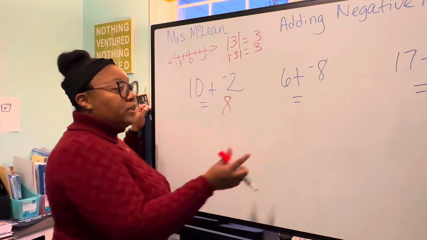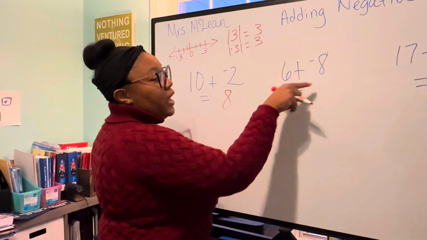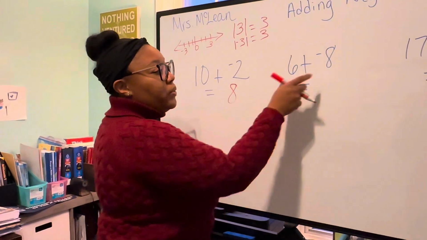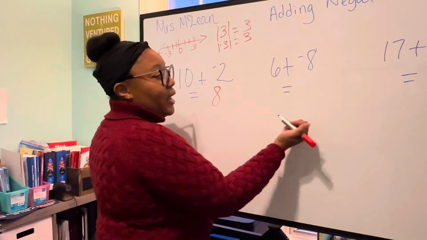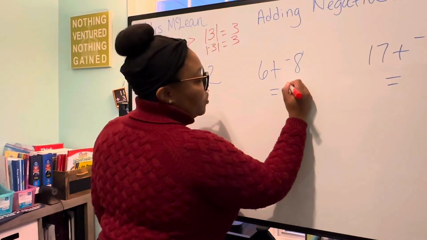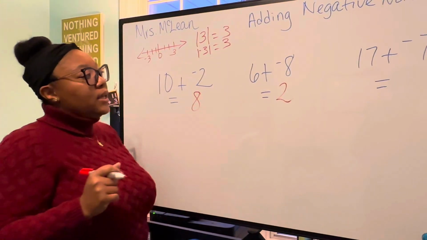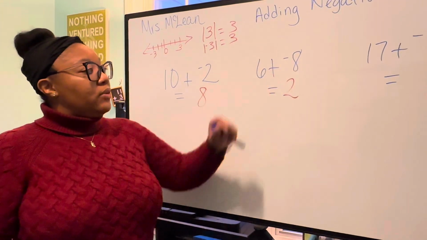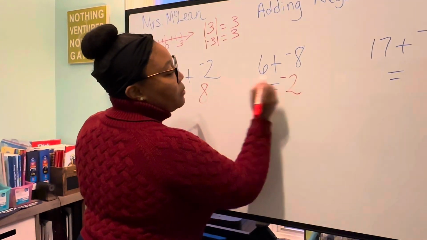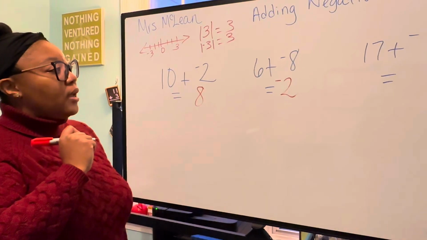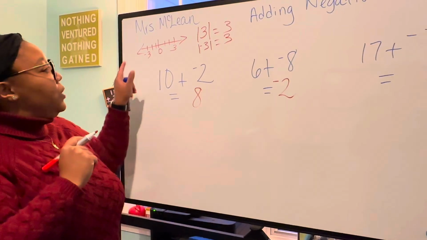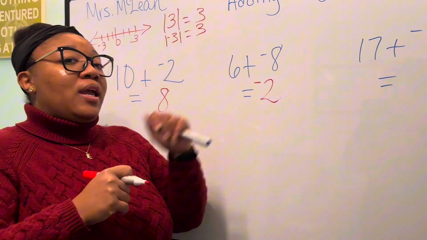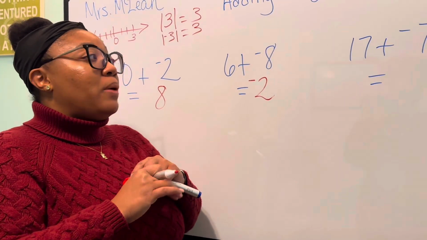Again, we want to do the difference between these two numbers, and then keep the sign of the number with the highest absolute value. So when I take the difference between 6 and 8, I get what? Good, I get 2. Now, which number has the highest absolute value? Is it 6 or negative 8? That's correct, it's negative 8. So I'm going to keep that sign and add it to that 2. Remember that absolute value is the distance from 0. So even though 6 is positive, the negative 8 actually has the highest absolute value, which is positive 8.